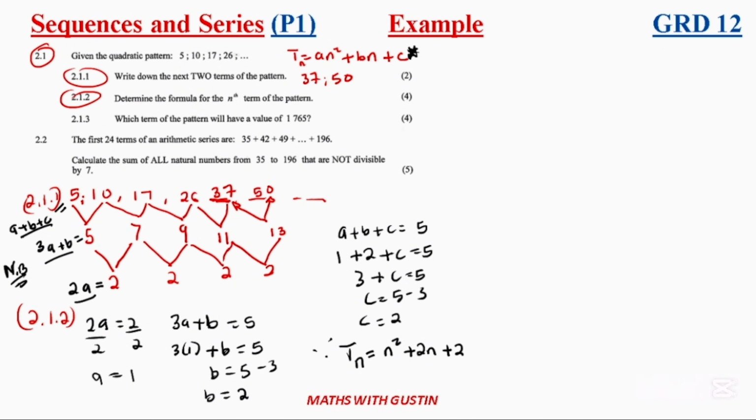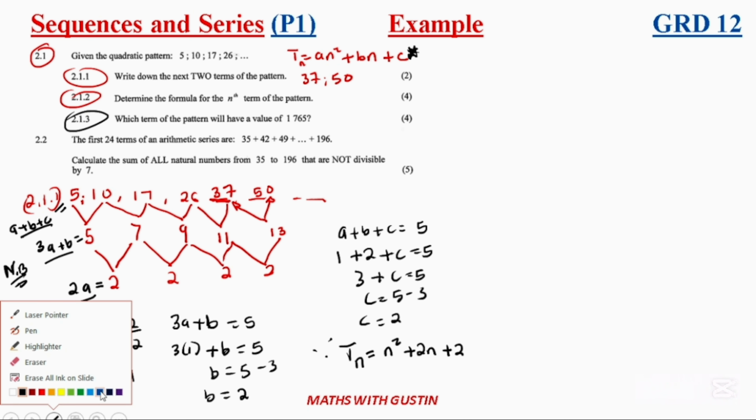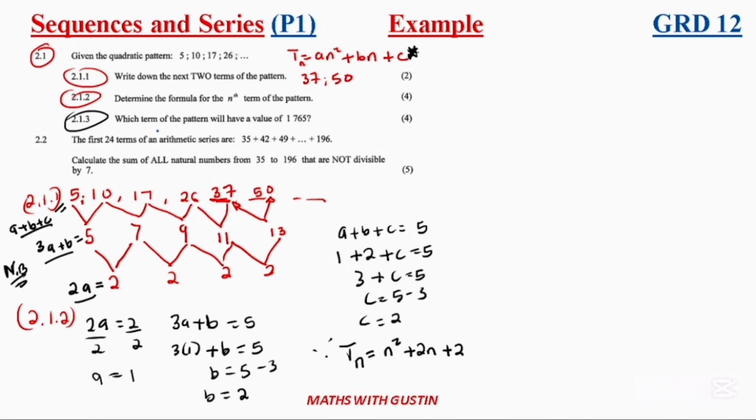All right, great stuff. So moving right along, let's move on to this one here, which is 2.1.3. It says, which term of the pattern will give us this value? So it means this is our Tn. Let's have a look, because we already have this Tn here, so we can easily calculate.